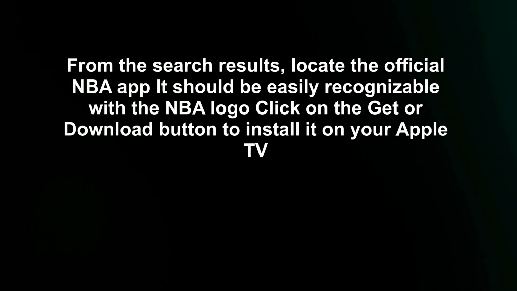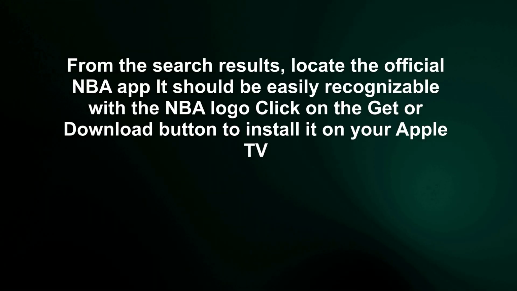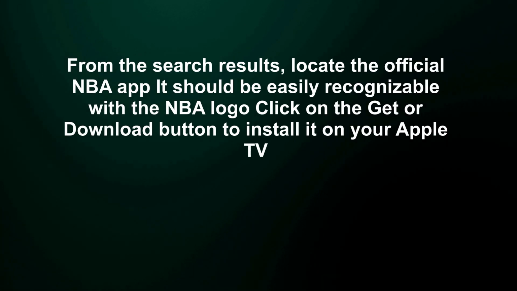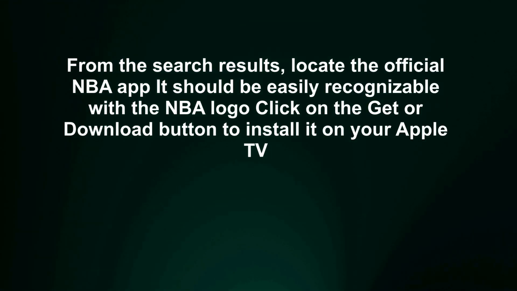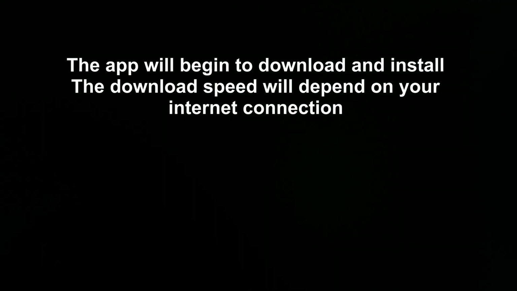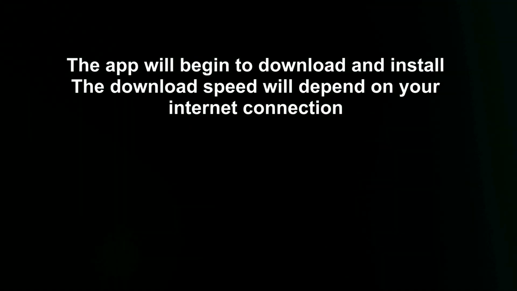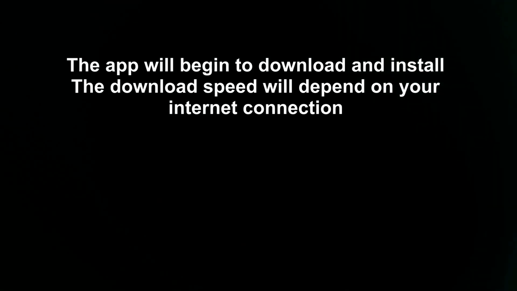From the search results, locate the official NBA app. It should be easily recognizable with the NBA logo. Click on the Get or Download button to install it on your Apple TV. The app will begin to download and install. The download speed will depend on your internet connection.